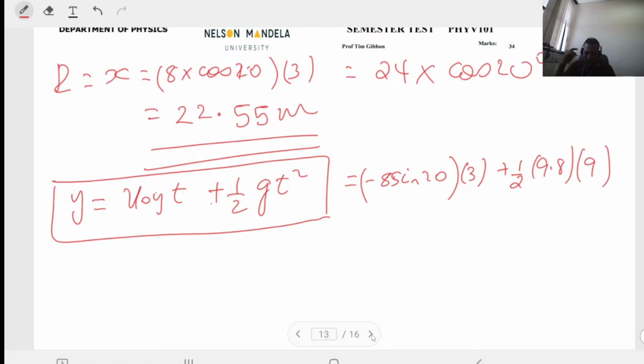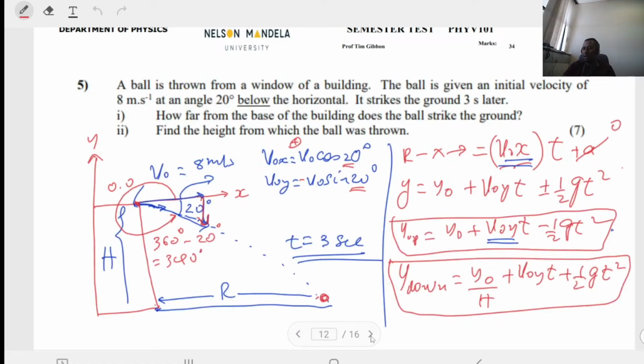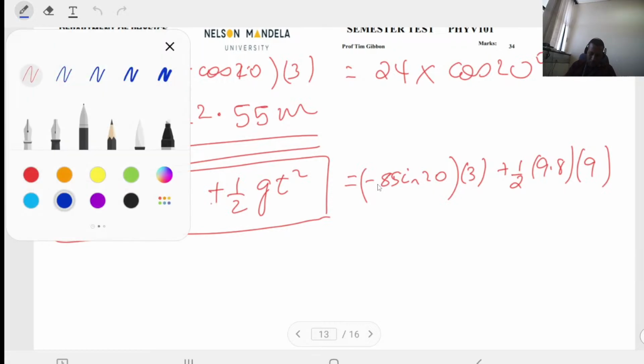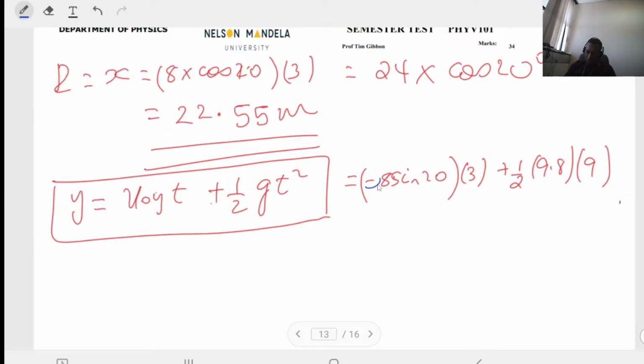I'm just multiplying in my head. T is 3, isn't it? Yeah, t squared is 9. Therefore, you see, be careful here. I put negative deliberately because I know the y component has a negative over there. Again, if you don't have a calculator, as I said, it's going to be 8 times sine 20.